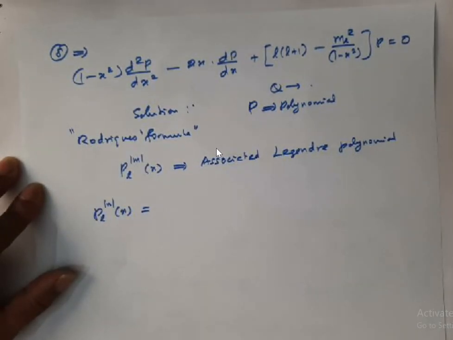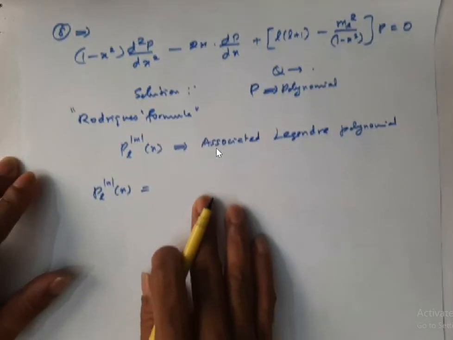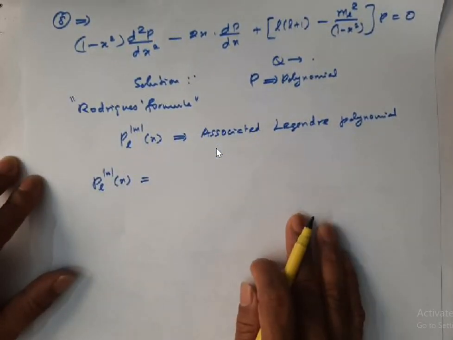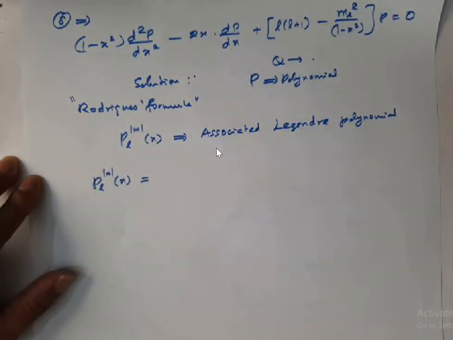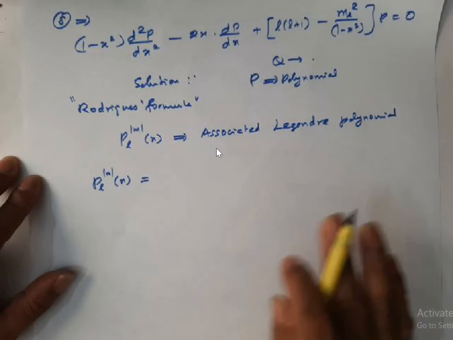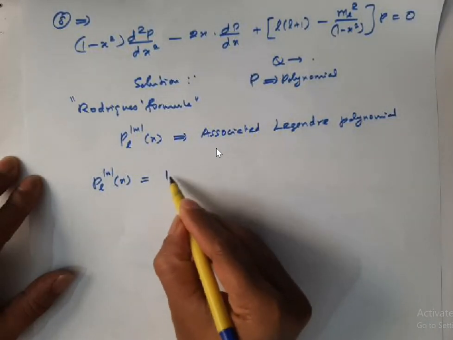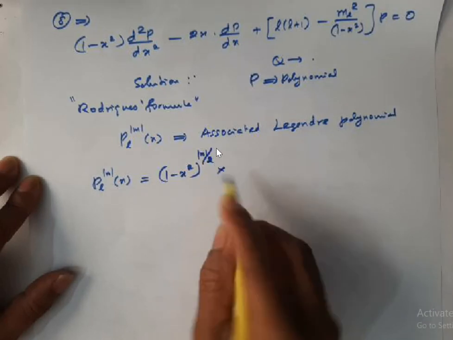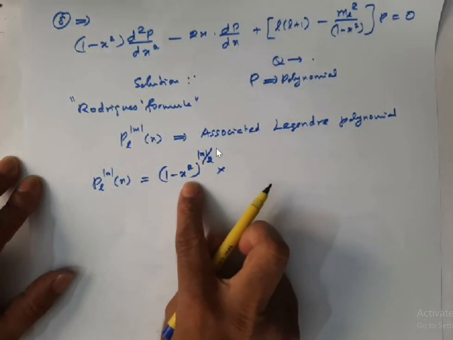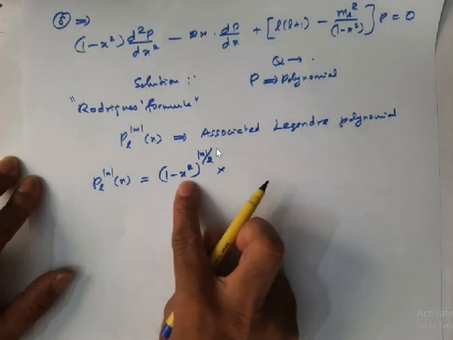Actually, we should use this recursion formula, find the odd coefficients and even coefficients, and based on that find the solution for each L value. Instead of doing that, you can use this Rodrigues formula directly. The derivation of Rodrigues formula is there in a lot of mathematical physics books. You can get all this information from those books, but I'm going to give you the final answer.